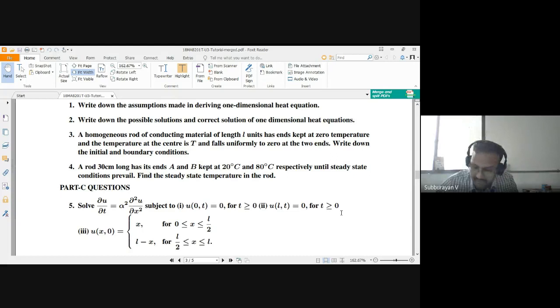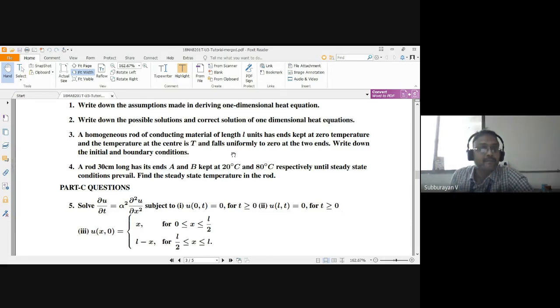Now I can ask one question. See, how many conditions are required to solve the one-dimensional wave equation? So 4 conditions are required. Now tell me how many conditions are required to solve the one-dimensional heat equation? 3 conditions. Okay, these two are possible questions; maybe they can ask. There are 3 conditions required to solve the one-dimensional heat equation, and 4 conditions required to solve the one-dimensional wave equation.